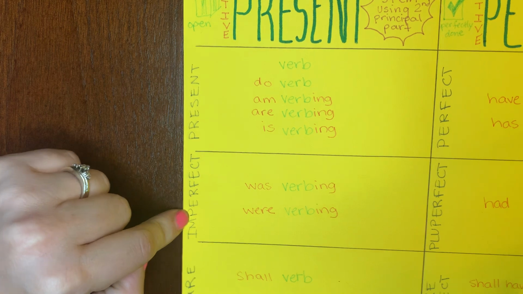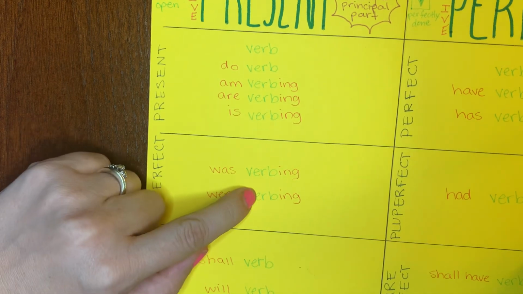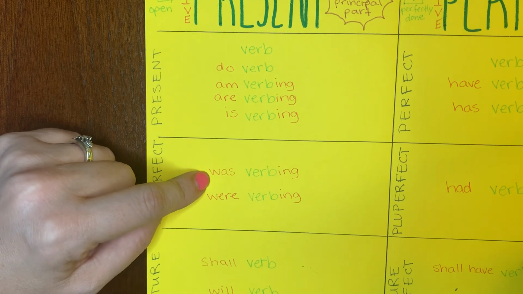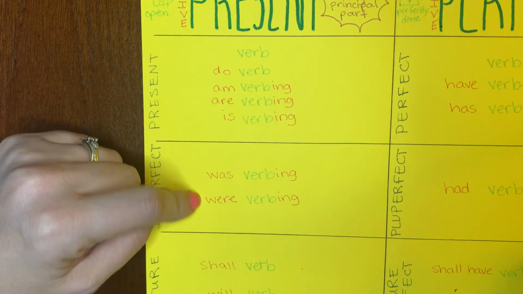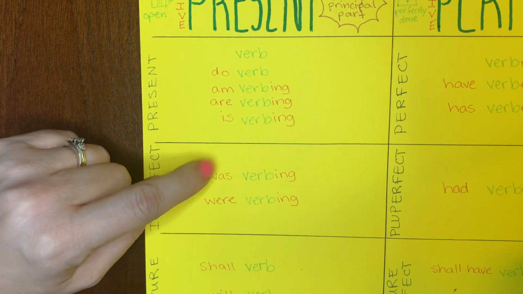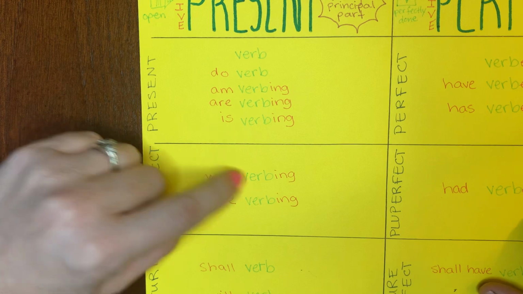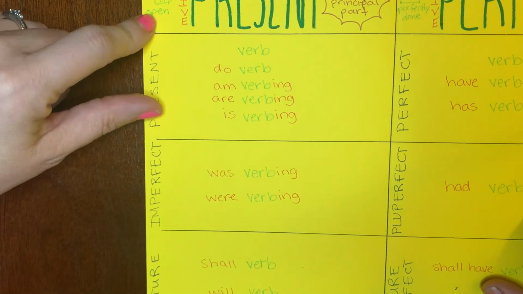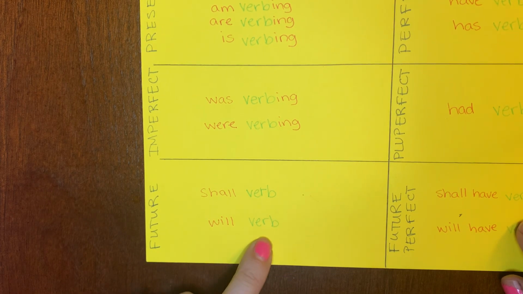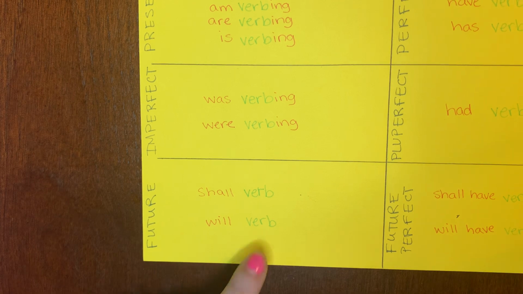Imperfect, it might have happened in the past, but it's still going on. So I was driving when my mom called. So in my story it might have happened before, but I was still doing the verb. It was still open. It hadn't gotten closed off yet. In the future, I will drive to the store. Okay, so it's not done yet.